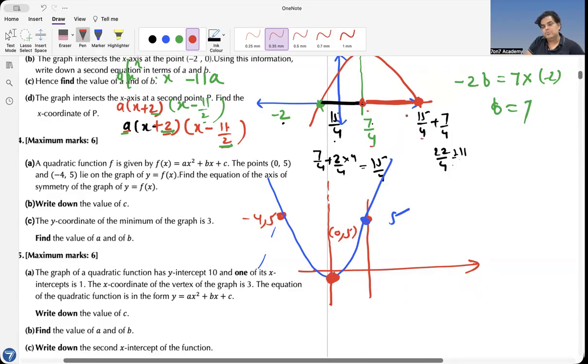Otherwise, the y value goes higher and higher to infinity. So the x value we found out by taking the average of the x values. What was the x value here, beta? Average of these two x values. So x is equal to (-4 plus 0) by 2, so -2. So the x value is -2 here, which is minus b by 2a.